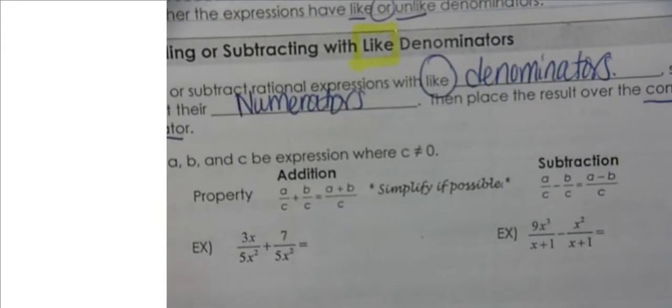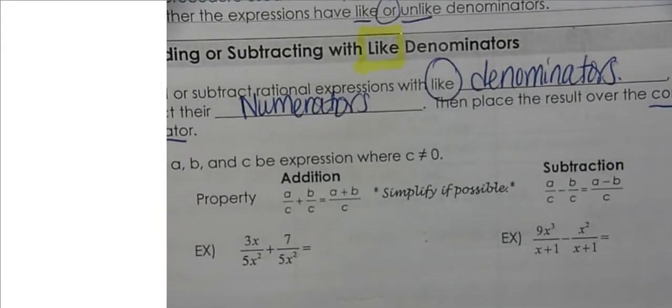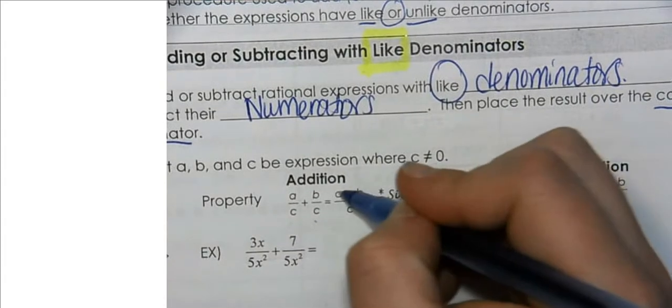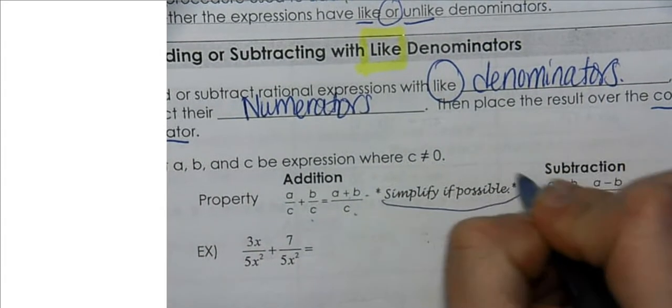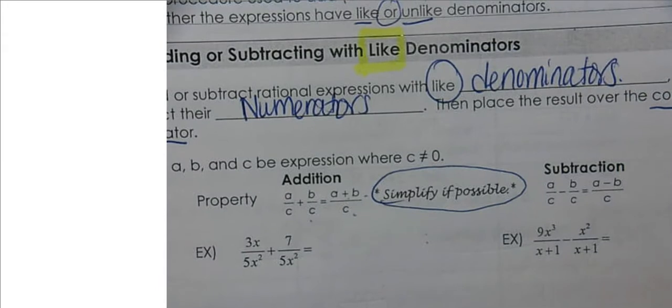So in our example that we have A over C plus B over C, we have a common denominator, so we add our numerators, A plus B over C. If it is possible to simplify, make sure you do so. The same exact steps are true for subtraction.